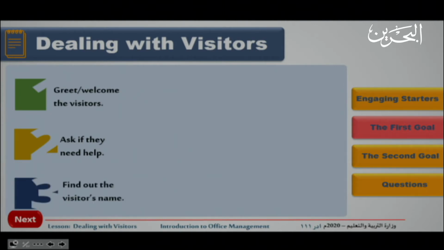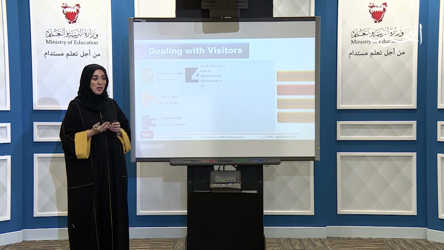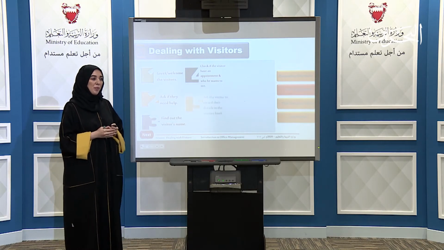Number 3, find out the visitor's name. Let's say if he has an appointment, ask him, what is your name? Number 4, check if the visitor has an appointment and who he wants to see. After you get his name, check in the visitor's book or in the computer if he has an appointment and who the person is that he wants to meet.